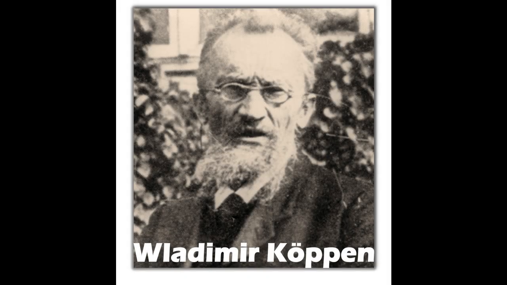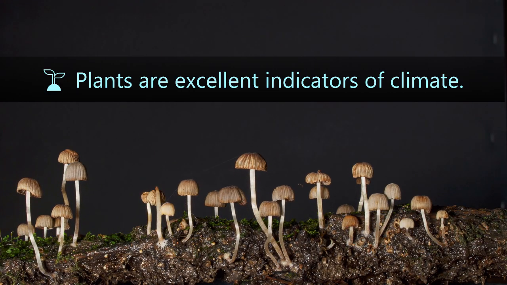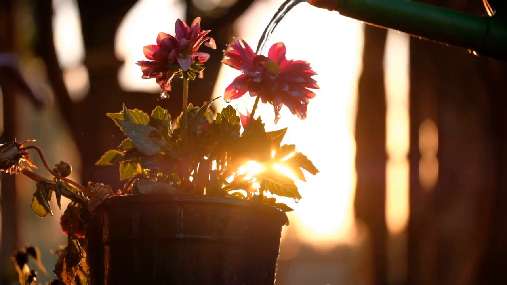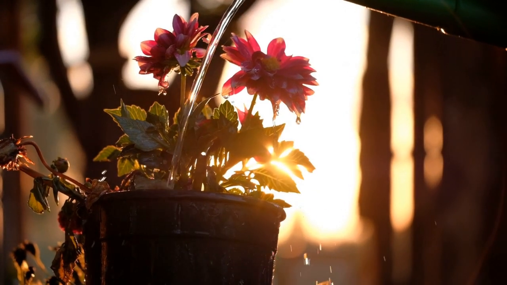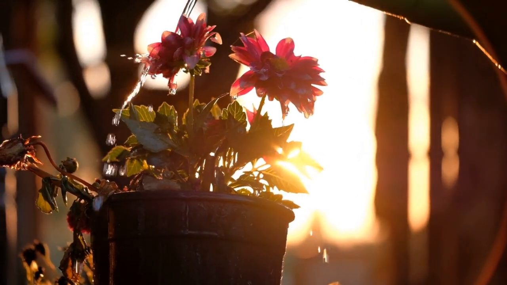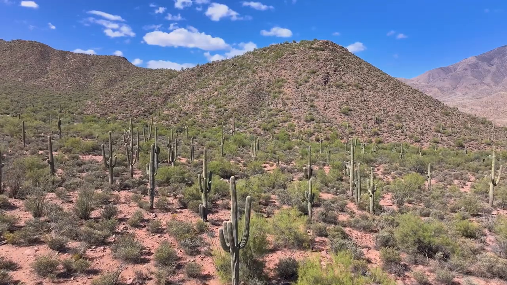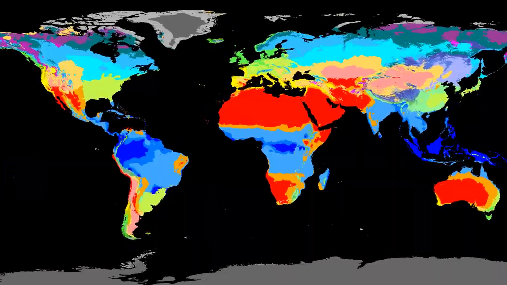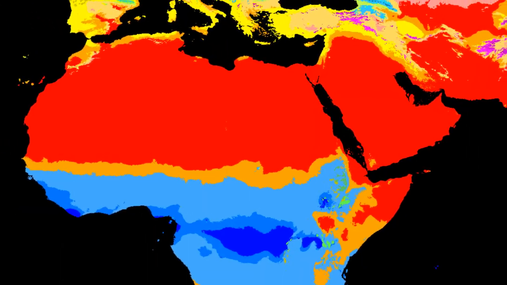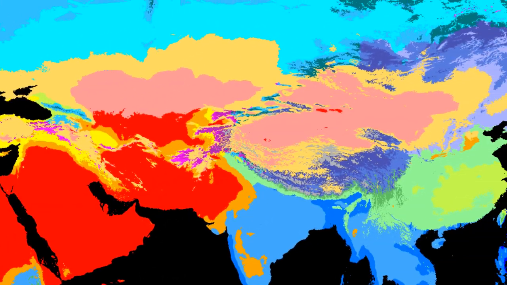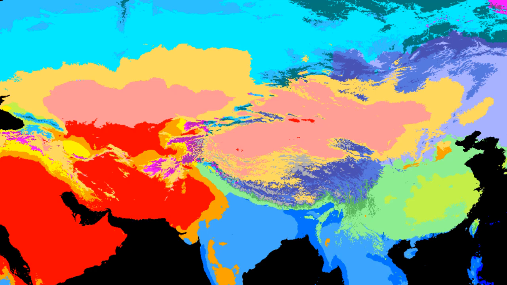Köppen's idea was rooted in a simple observation. Plants are excellent indicators of climate. They respond to two key variables, that is, temperature and precipitation. Therefore, the presence or absence of certain vegetation types could help define climate boundaries. It explains why certain plants exist in only some regions and not in others.